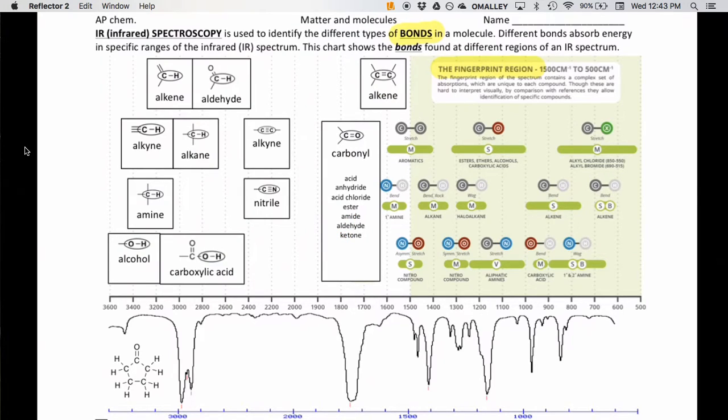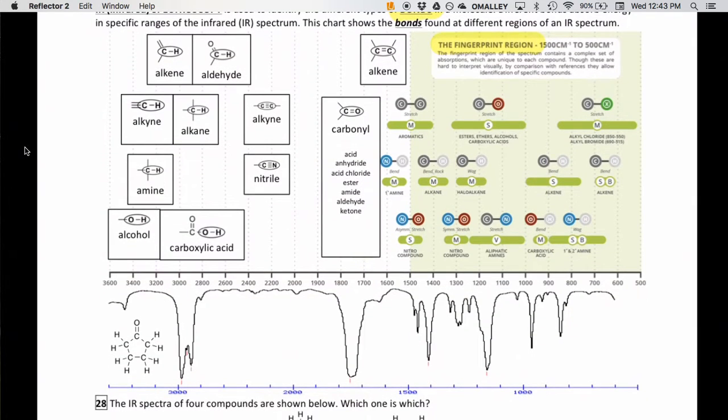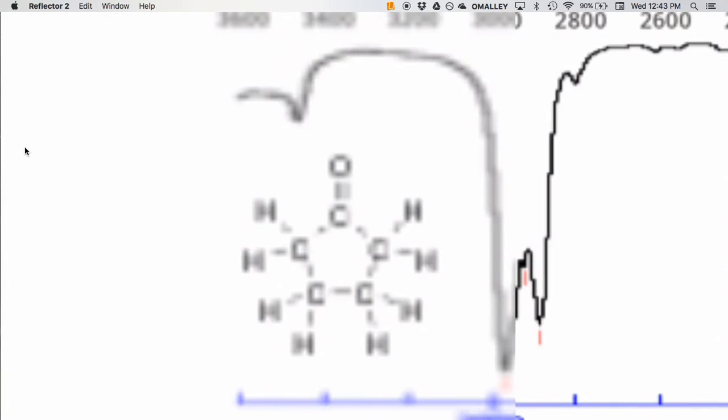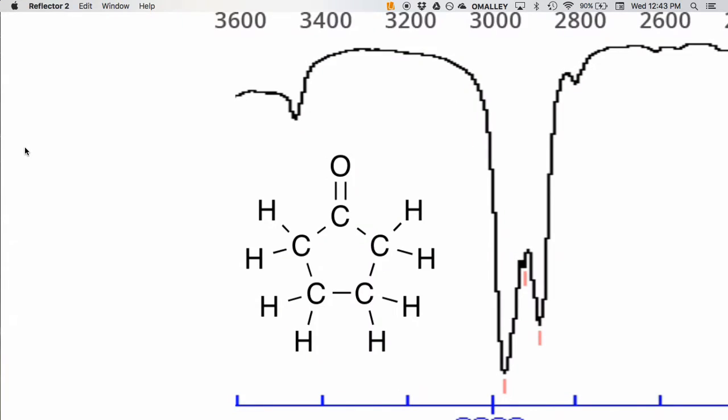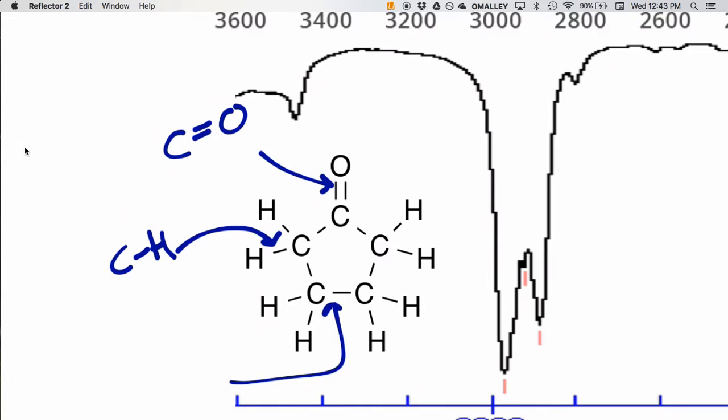So how does this work? Let's take a look at an example of a known molecule and just see if we can make sense of the spectrum. Off to the left I have an example of what's called a ketone. This is cyclopentanone. And I'm going to zoom in really quickly and highlight there's only a couple of bonds present in this molecule. We have a CO double bond, we have lots of CH single bonds, and then we have lots of CC single bonds. And that's it. I have multiples of some of them, but those are the only different types of bonds, and we can see them in the IR spectrum.